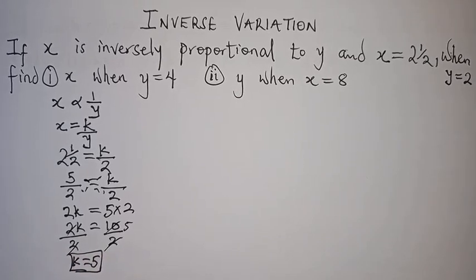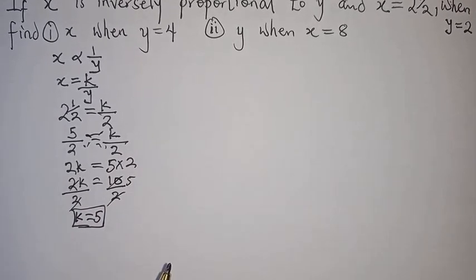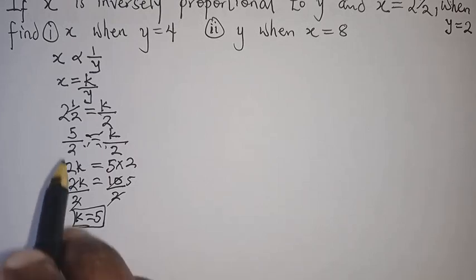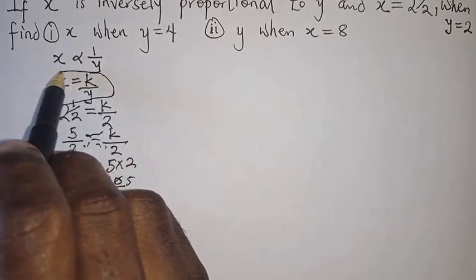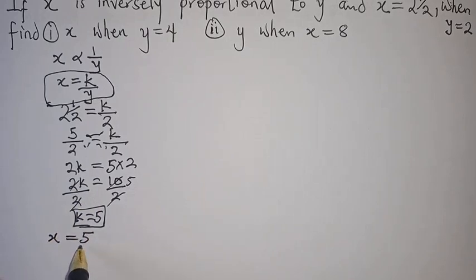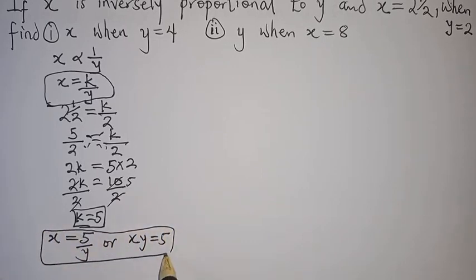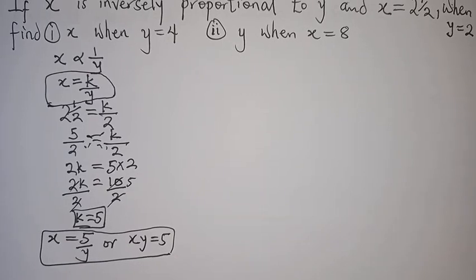Now that we've gotten the value for k, the next thing to do is to write out the relationship between x and y. Remember, we need to write out the relationship between x and y. So it simply means that x equals 5 over y, or xy equals 5. So this is the relationship between x and y. It's very important you always specify that.